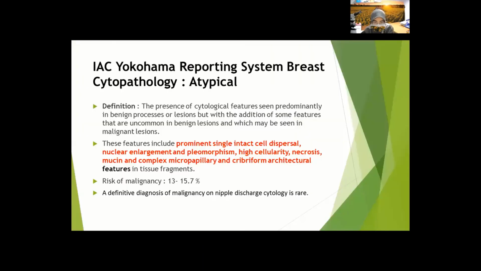So based on the Yokohama system, how do they define atypical? Atypical is defined by the presence of cytological features seen predominantly in benign processes, with the addition of some features that are uncommonly seen in benign lesions and which may also be seen in malignant lesions. So what are those features? They highlight prominent single intact cell dispersal, nuclear enlargement and pleomorphism, high cellularity, necrosis, mucin, and complex micropapillary and cribriform architectural patterns.